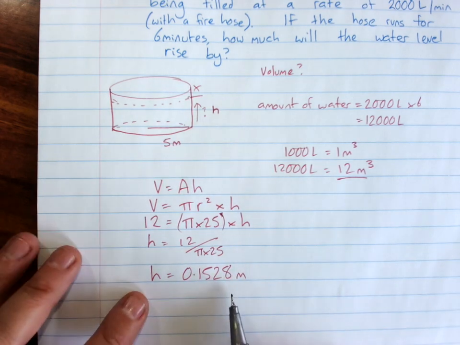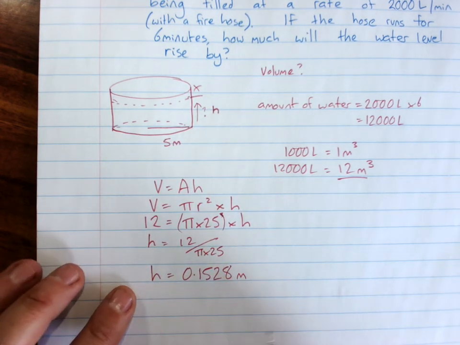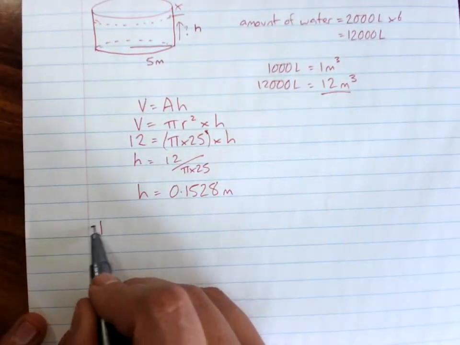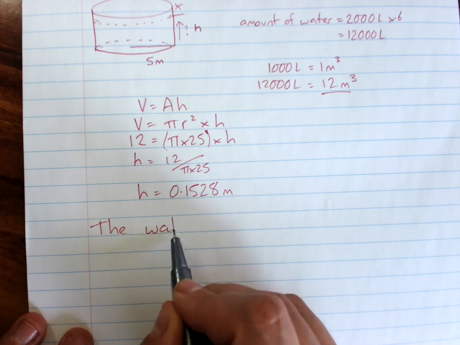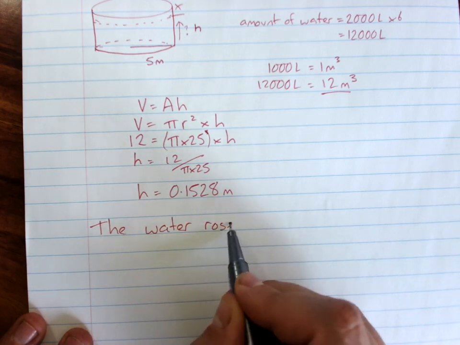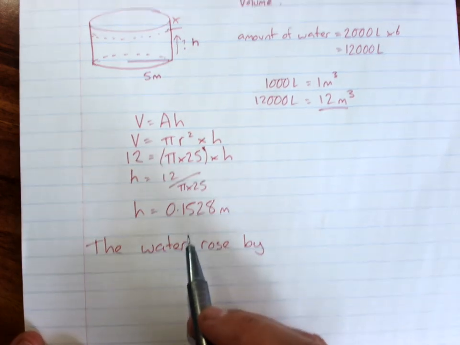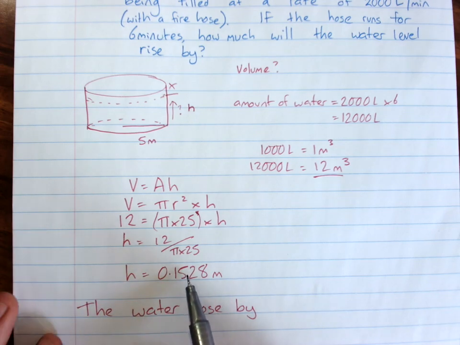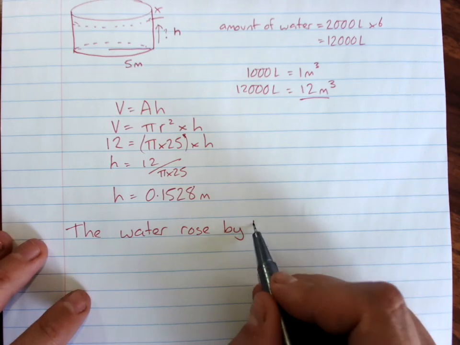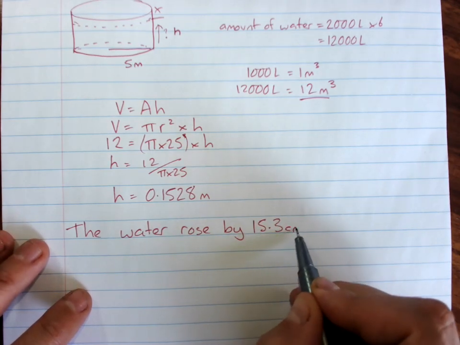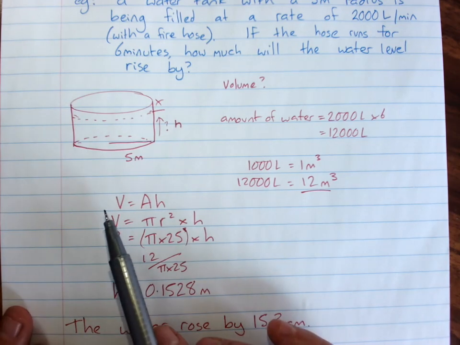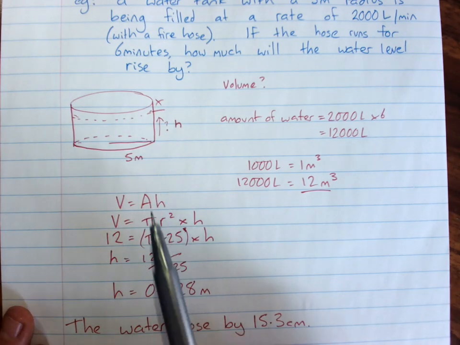Now that's not a very friendly answer. We might prefer it in centimeters, and it was a word question, so a word answer. The water rose by, now, meters to centimeters times by 100, 15.3 centimeters. So it's a problem-solving question where we know the volume and the area, and we have to find the height.